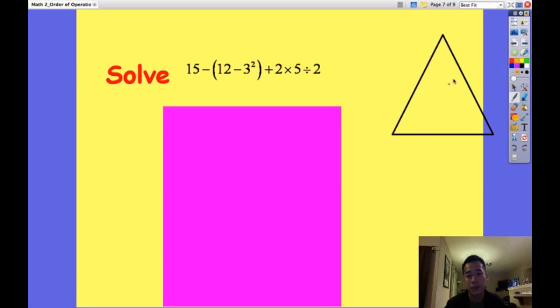In my triangle, the first thing I have in the top of the triangle, you should have in your notes, is grouping symbols. So I have grouping symbols. So I need to do that first. But if you look at my grouping symbols right here, it says 12 minus 3, and then there's a little square in the right-hand corner. Well, that's the next level of my triangle. That's the exponents. So what I need to do first is 12 minus 3 squared. So in other words, I need to just write it. 12 minus 3 squared is 9. So that's my first step.